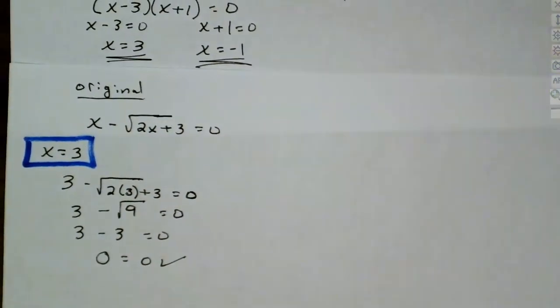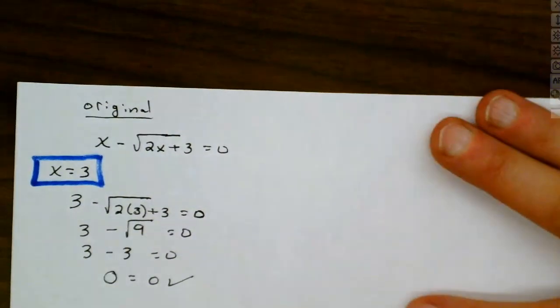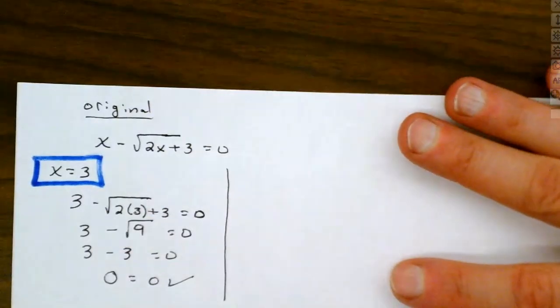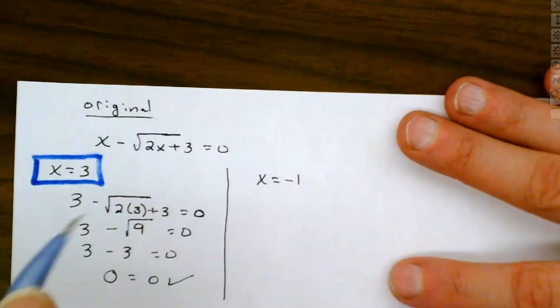Now, chances are that one of these will work and the other one will not work. You have to check them, and do not just think the negative won't work. You have to check them both. You can't just assume that the signs make a difference. So now we need to check the other one. So the other one that we found was x equals negative 1. And we're going to plug it in.